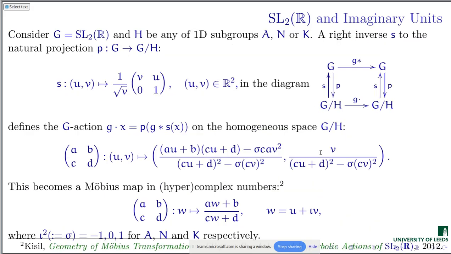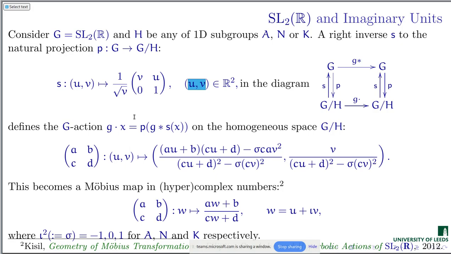Things become more interesting if we go to a one-dimensional subgroup. In this case, the group SL2R itself is three-dimensional. We factor out one parameter by the equivalence relation on the one-dimensional subgroup. So the remaining homogeneous space is parameterized by two real numbers. So we have an upper triangular matrix, and two real numbers U and V just describe the equivalence class.